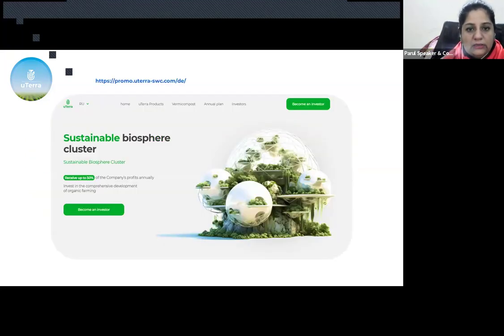So once you log in, it is promo.uterra.swc.com/de/. So here you can get an option in green color, become an investor. You can click on that. You can see your packages in your back office and you can go for that. I mentioned also the discounted offers going on each and every package, and you can go for that.